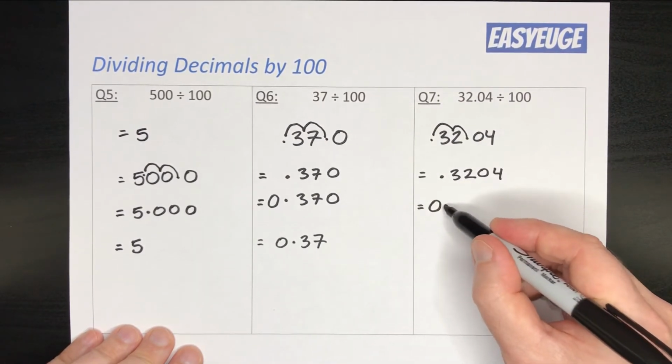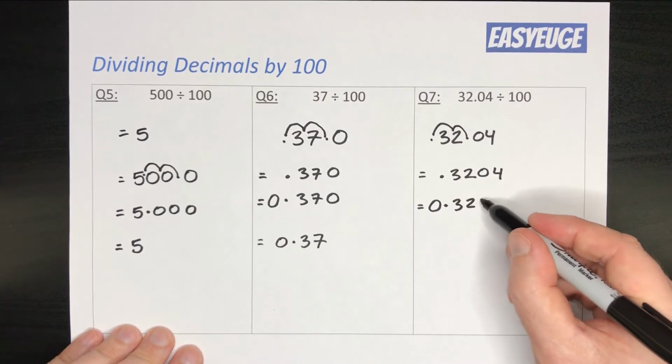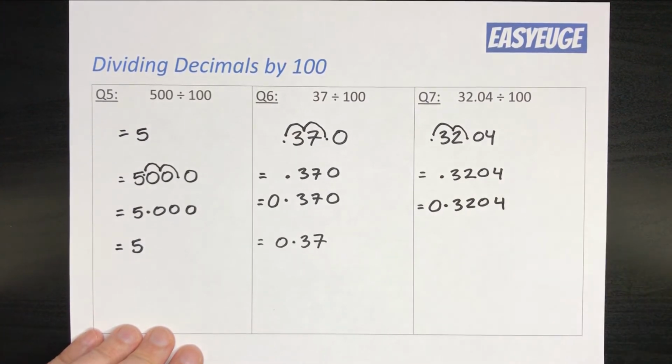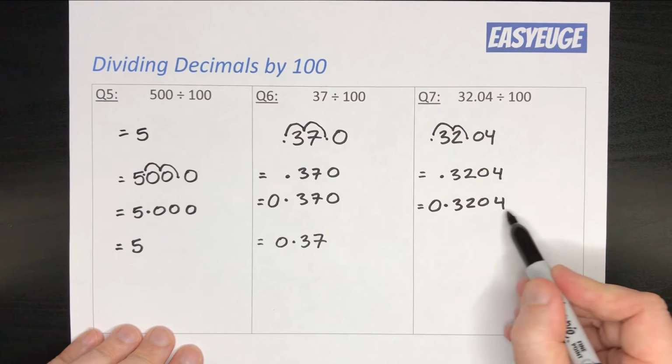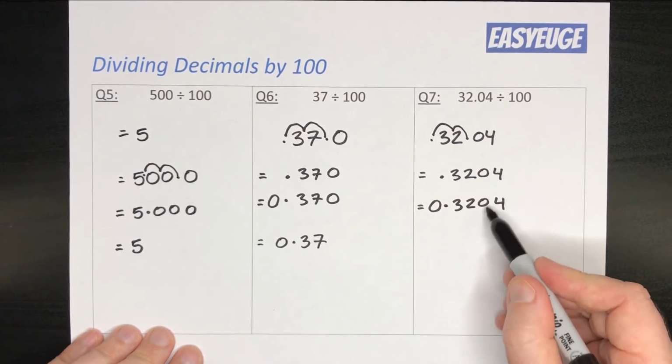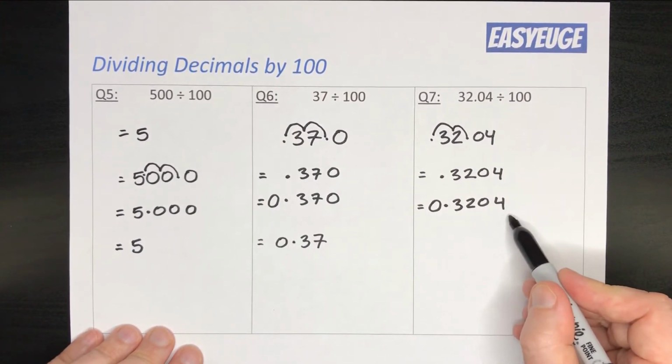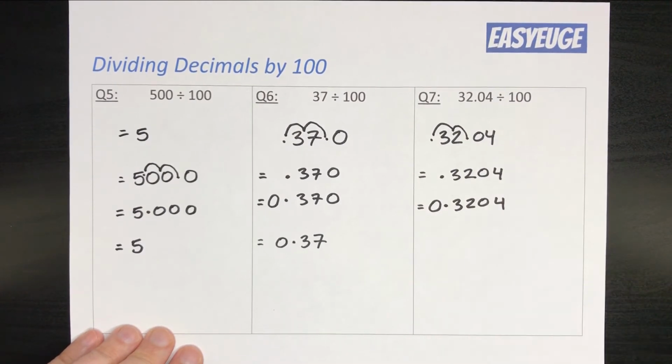We make it 0.3204. And we can't shorten this anymore. We can't take away that 0 because there's a 4 over here. That's still part of the number. So we leave it like this.